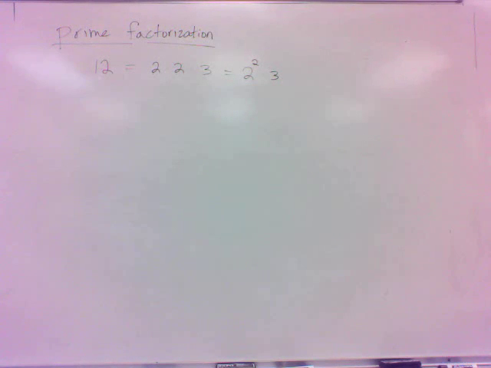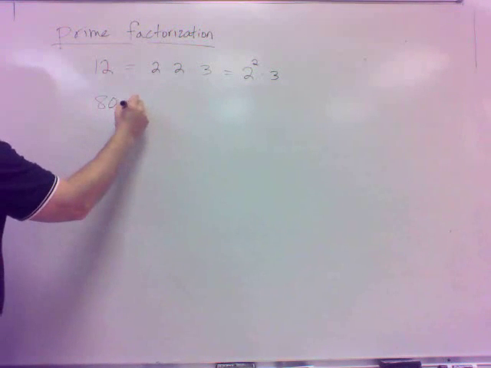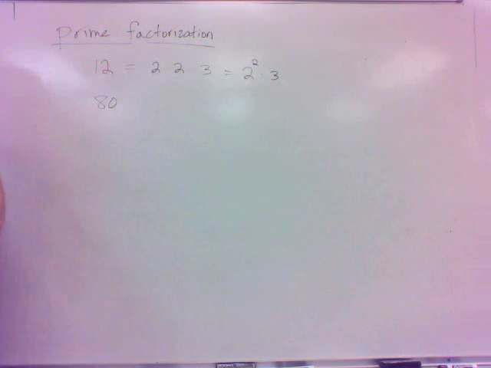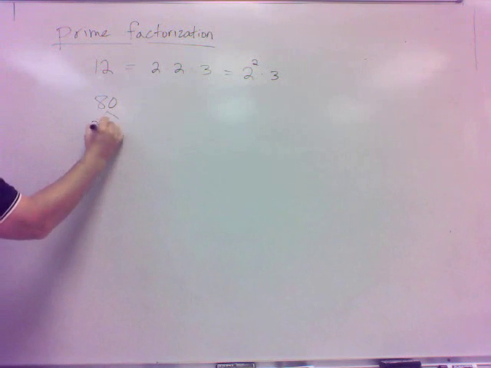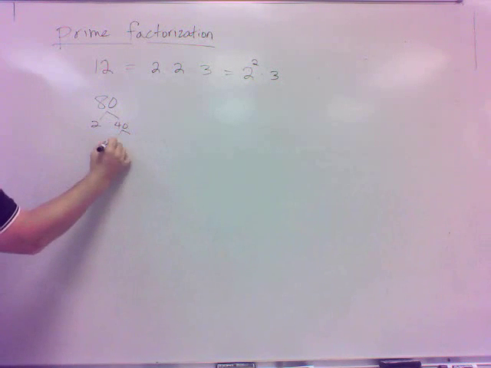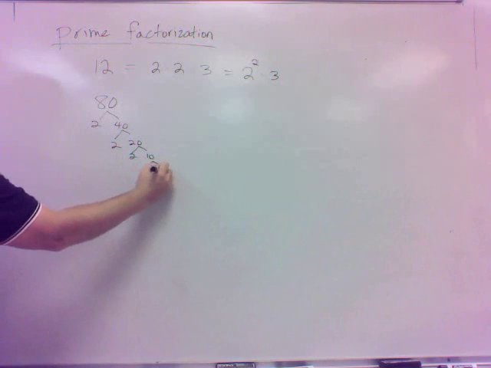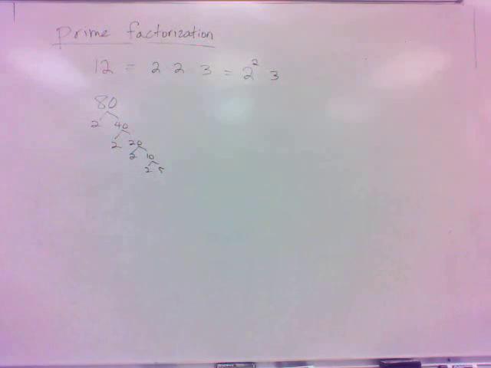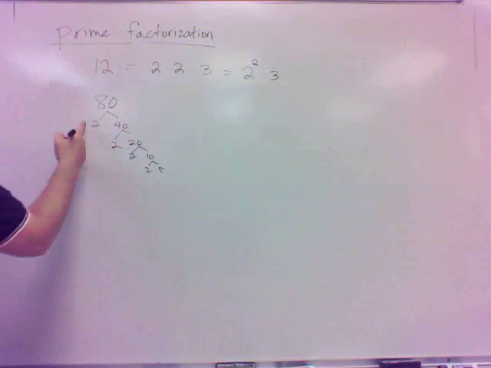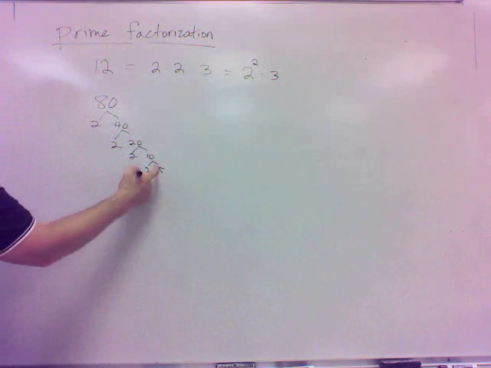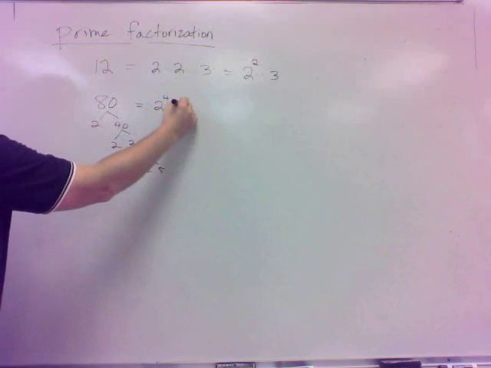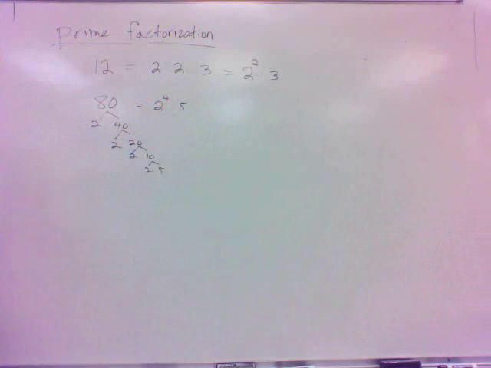Now, if you get a larger number, say like 80, and you want the prime factorization of it, you can do your tree. 2 times 40. 40 is 2 times 20. 20 is 2 times 10, and 10 is 2 times 5. Just start factoring it until you only get prime numbers. So that's 2 to the 4th power times 5. Okay, so that's prime factorization.